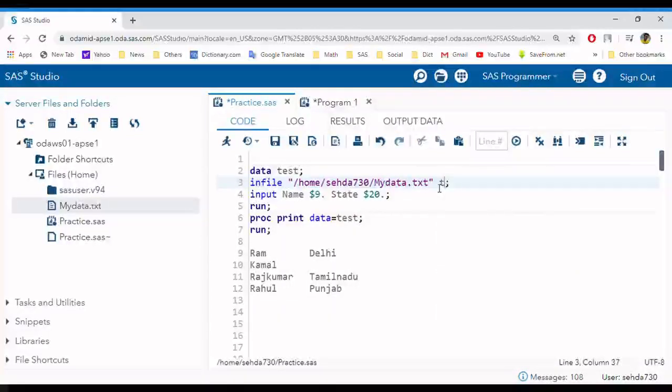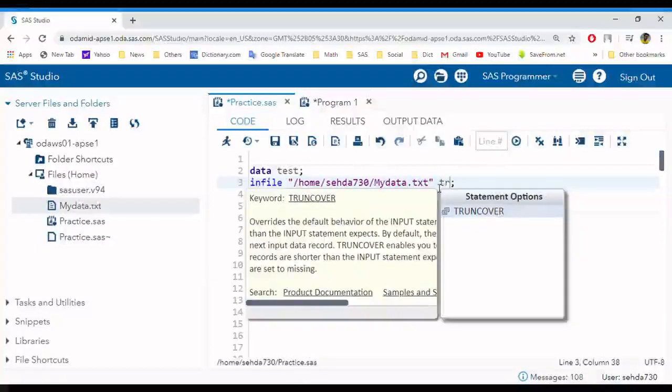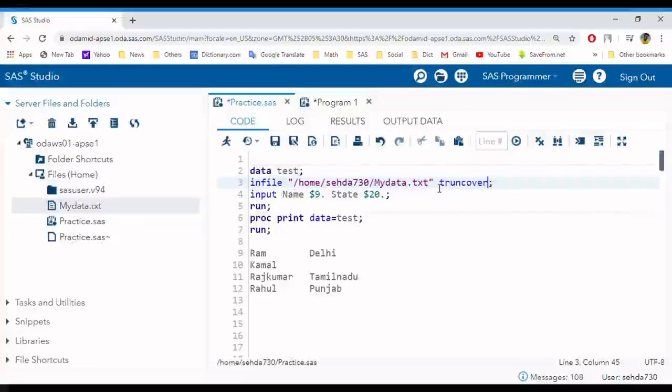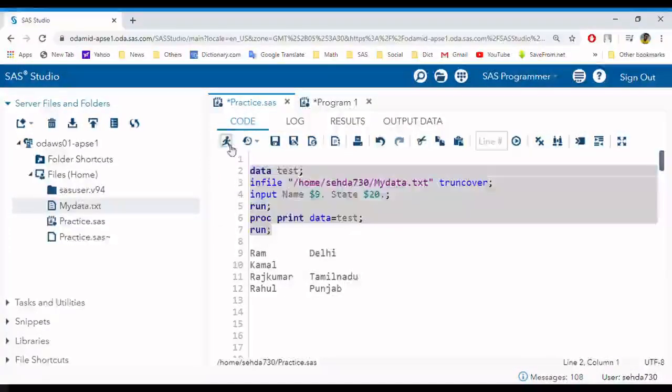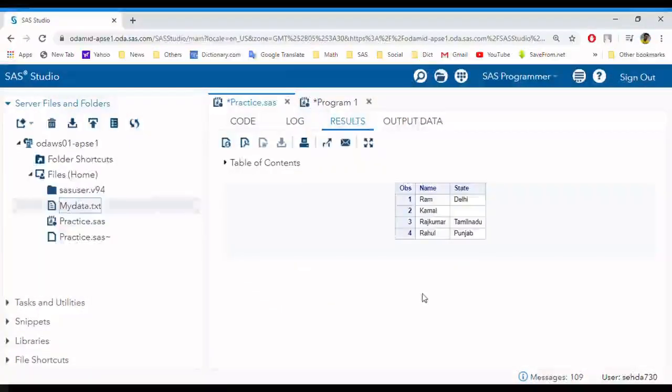Truncover has only one advantage, please remember this, that it helps in reading the shorter length as well. Thank you guys. Just run this. Okay, so it's reading correctly.